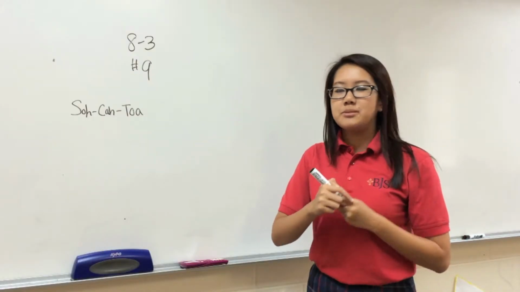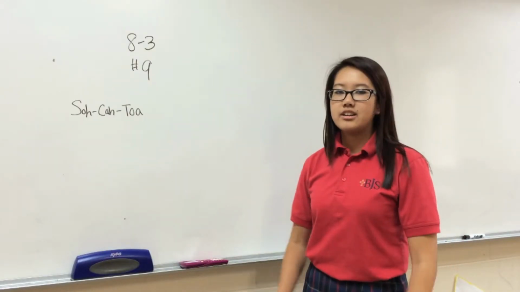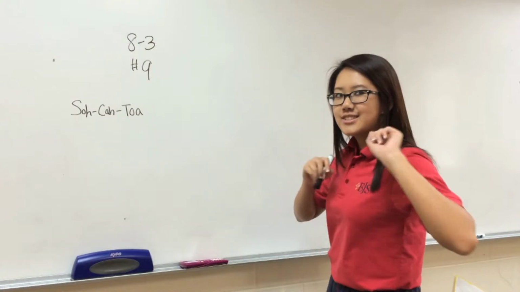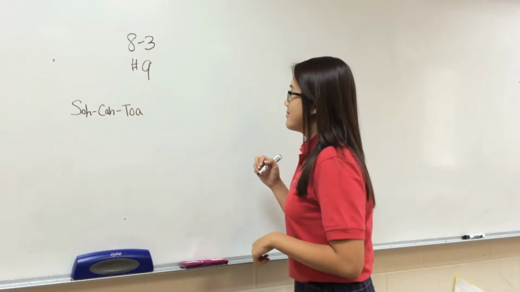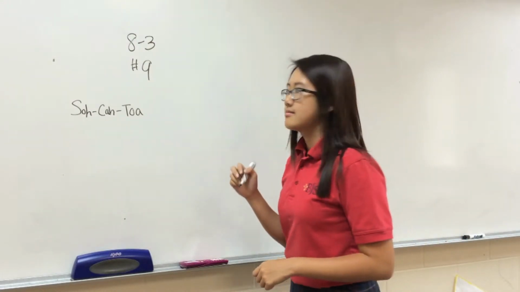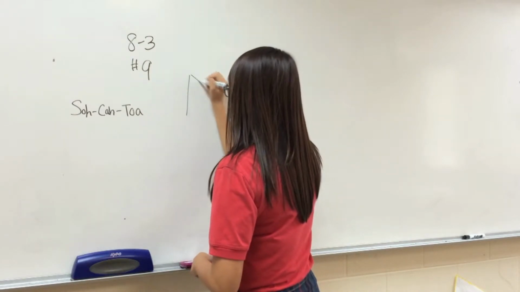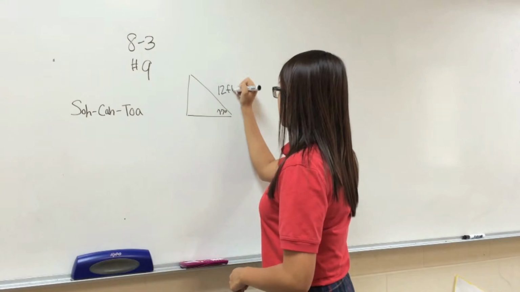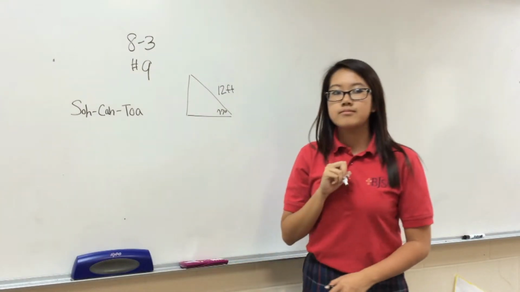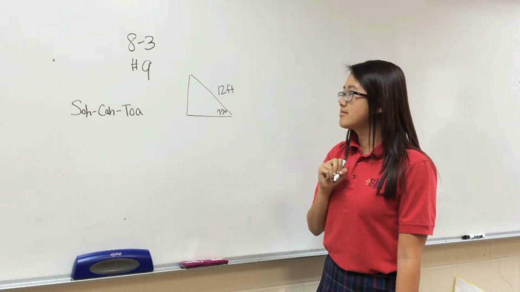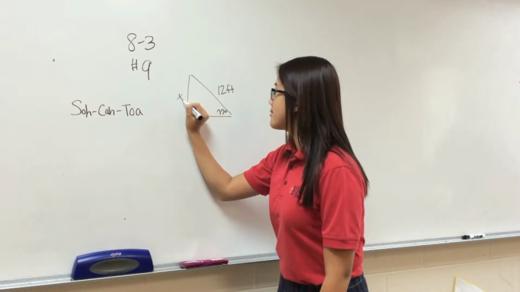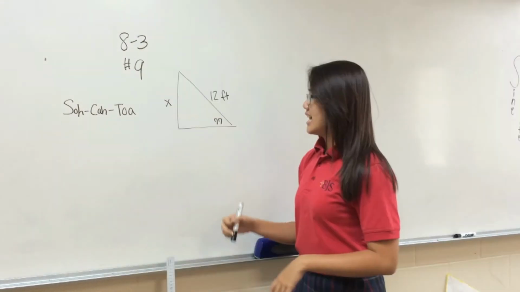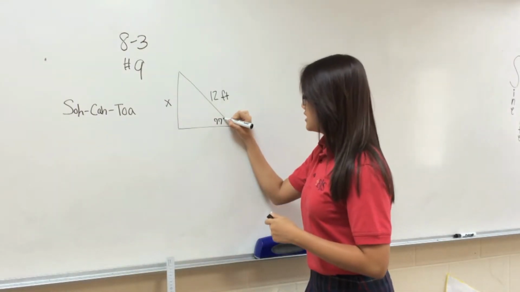So Courtney's going to read me number 9 in our homework. Courtney? Okay. A 12-foot long ladder is leaning against a wall and makes a 77-degree angle with the ground. How high does the ladder reach on the wall? Round to the nearest inch. And our given angle is 77.